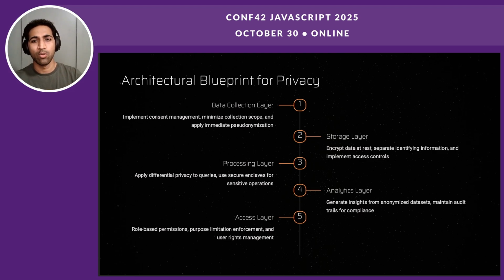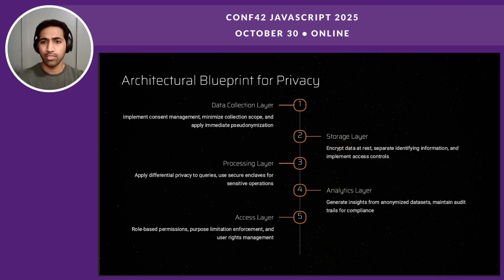Layer five is access. You're enforcing a role-based access control system where you're ensuring that there are purpose limitations and you're managing your user rights thoroughly. And in this one, the most important thing is the principle of least privilege. You don't want to give people access to data that they don't really need access to.